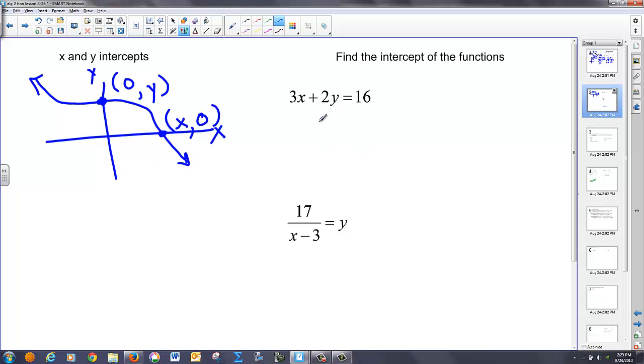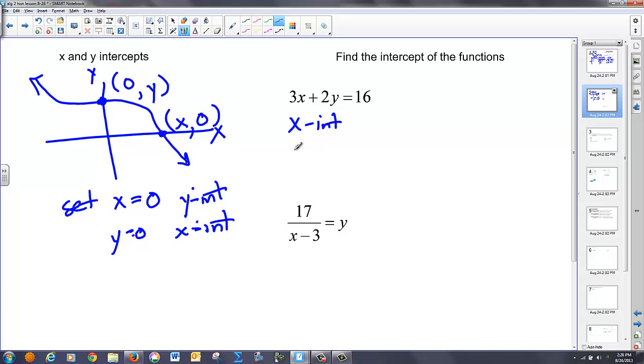So if I want to find intercepts of the following functions, all I need to do is set x equal to 0 for the y-intercept and y equal to 0 for the x-intercept. So let's do that for each of these examples. X-intercept, y equals 0, 3x plus 2 times 0 is 16. So 3x equals 16, and the x-intercept is 16 over 3.